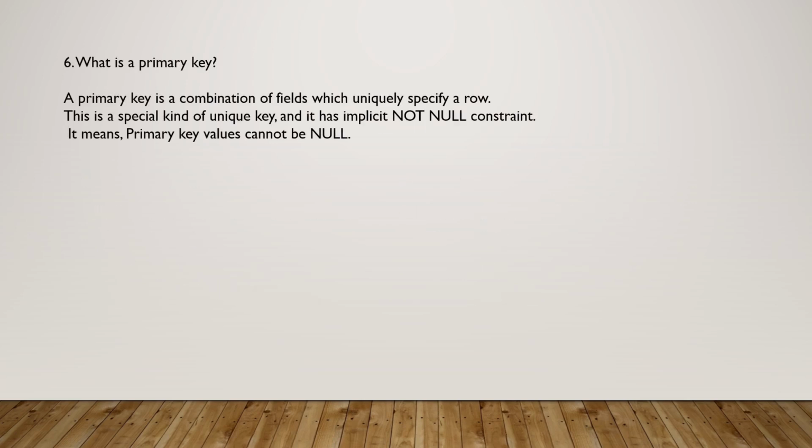What is a primary key? A primary key is a combination of fields which uniquely specify a row. This is a special kind of unique key and it has an implicit not null constraint. It means primary key values cannot be null.